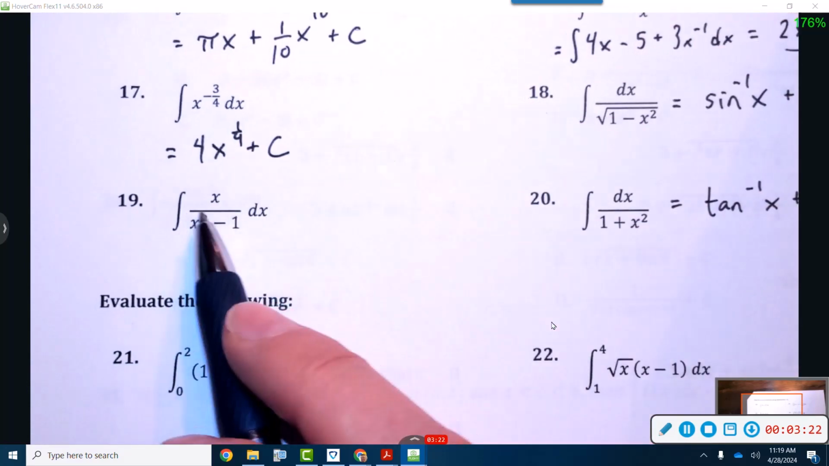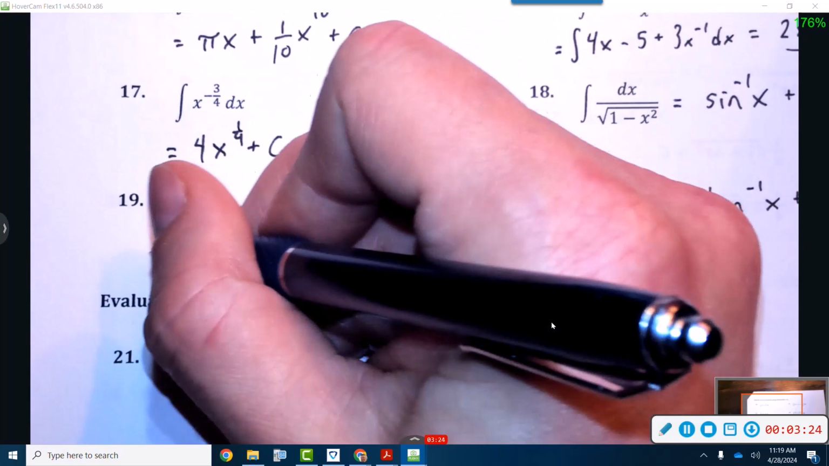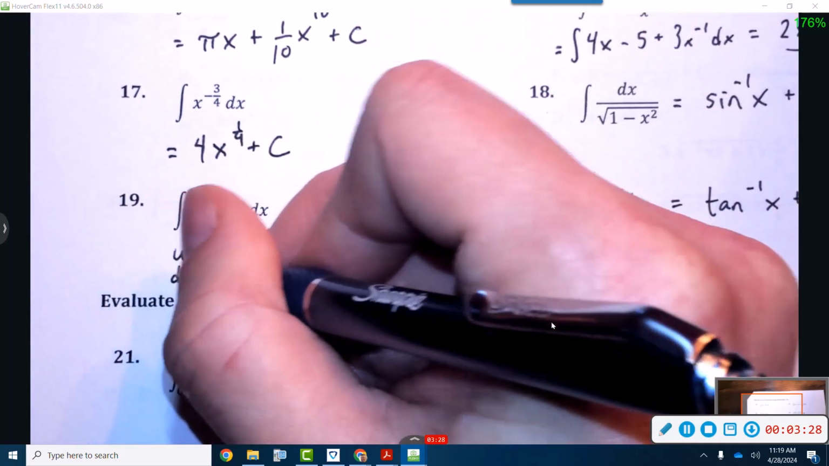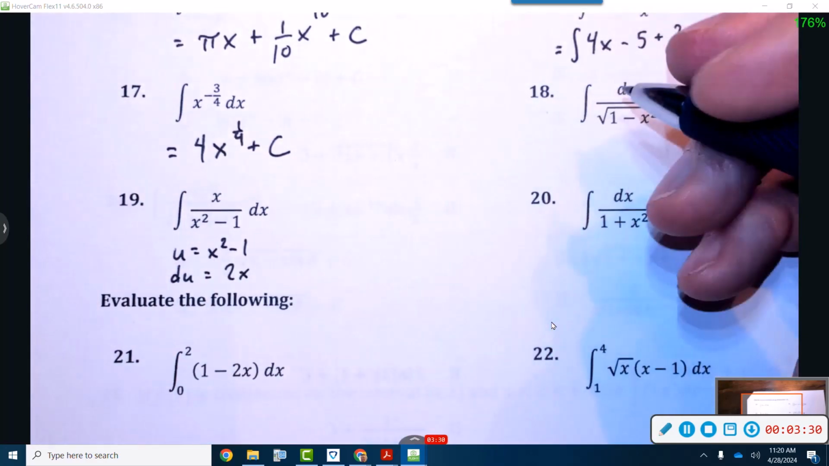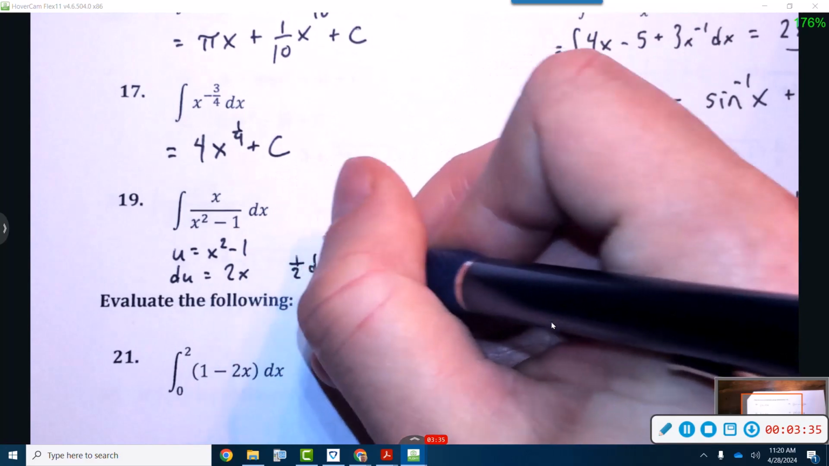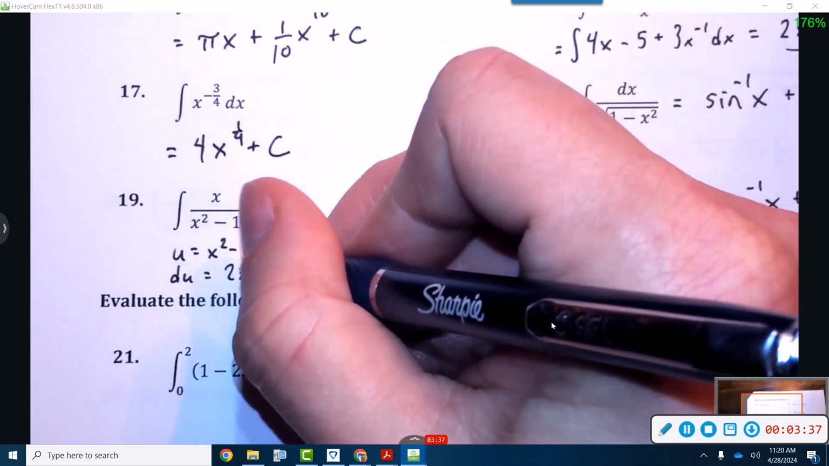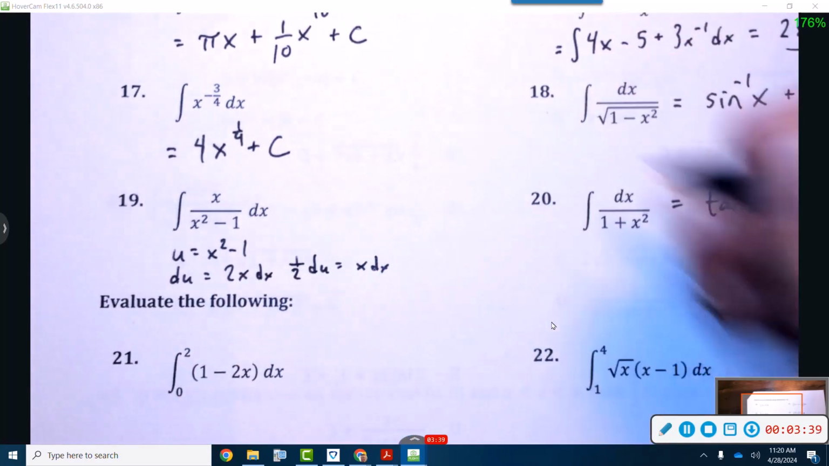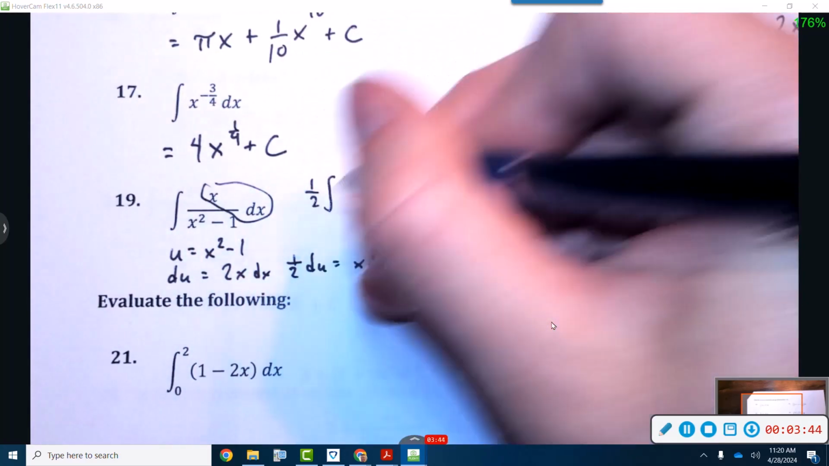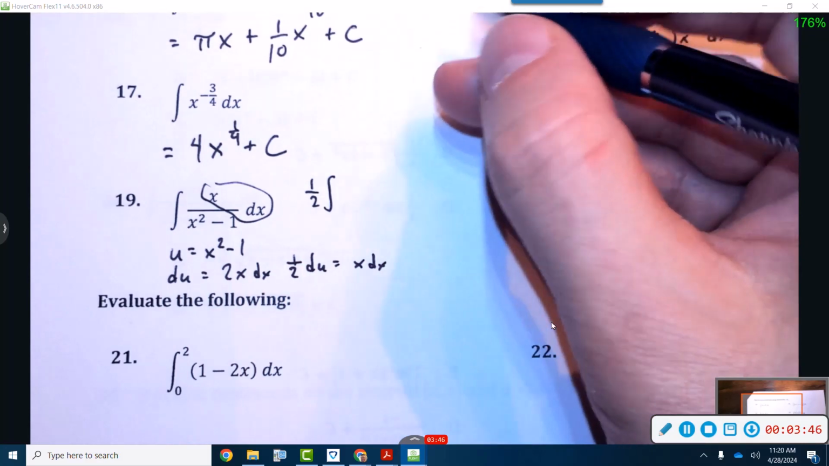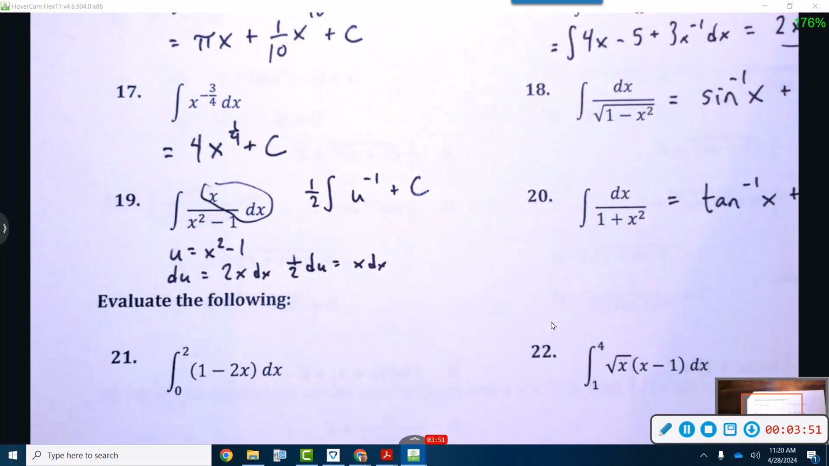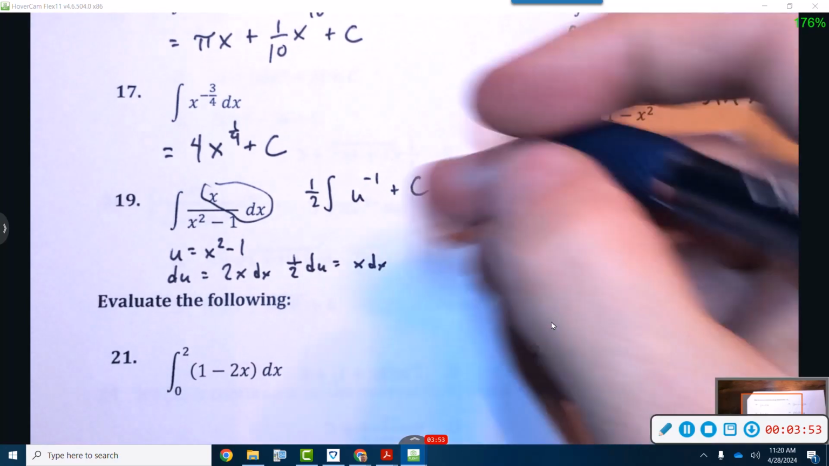This guy right here, this x is kind of messing things up. So what we've got to do here is make u equal to x squared minus 1. So that du is 2x. Then we're going to make that 1/2 du equals x dx. And that's exactly what we got. So now we have 1/2 of the antiderivative of 1 over u, which is that guy right there.